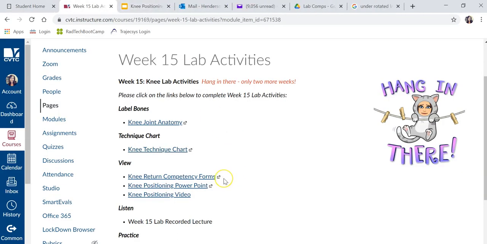Next, I have provided the competency forms here for you, so you can look at those before you check off week 16 or while you're practicing. Those competency forms are there. They're also in your Google Drive. I shared them with you a while back.